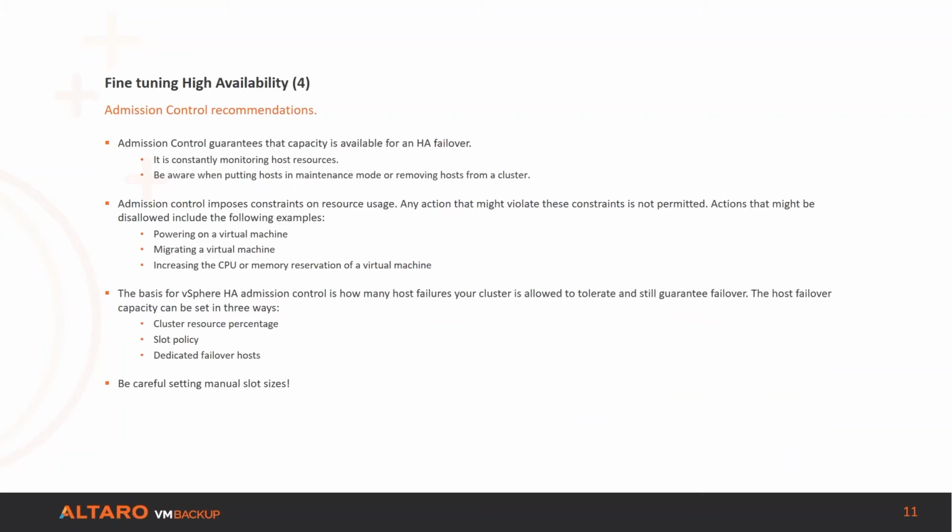With admission control, it guarantees that you have capacity for failover. It's constantly monitoring the host resources. It's going in and saying, okay, we need to make sure that we have the host resources that are available. So you've got to be aware when putting hosts in maintenance mode or removing hosts from a cluster. For patching, for instance, if you're going to patch an environment, you put a host in maintenance mode. With maintenance mode, you're taking the resources away from the HA failover. So for patching, you've got to make sure that you have enough.